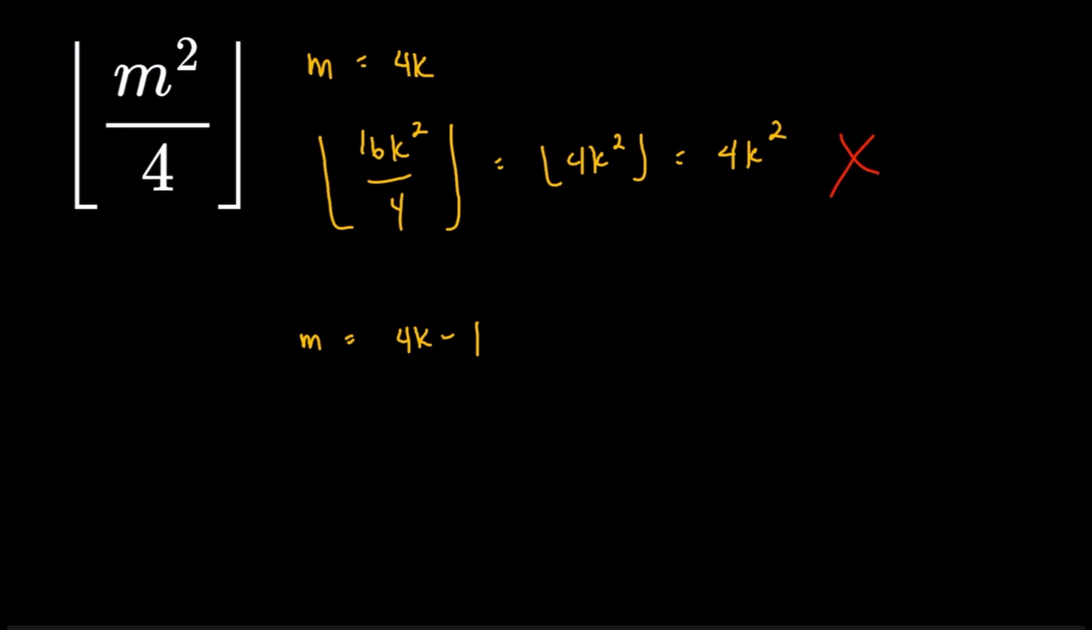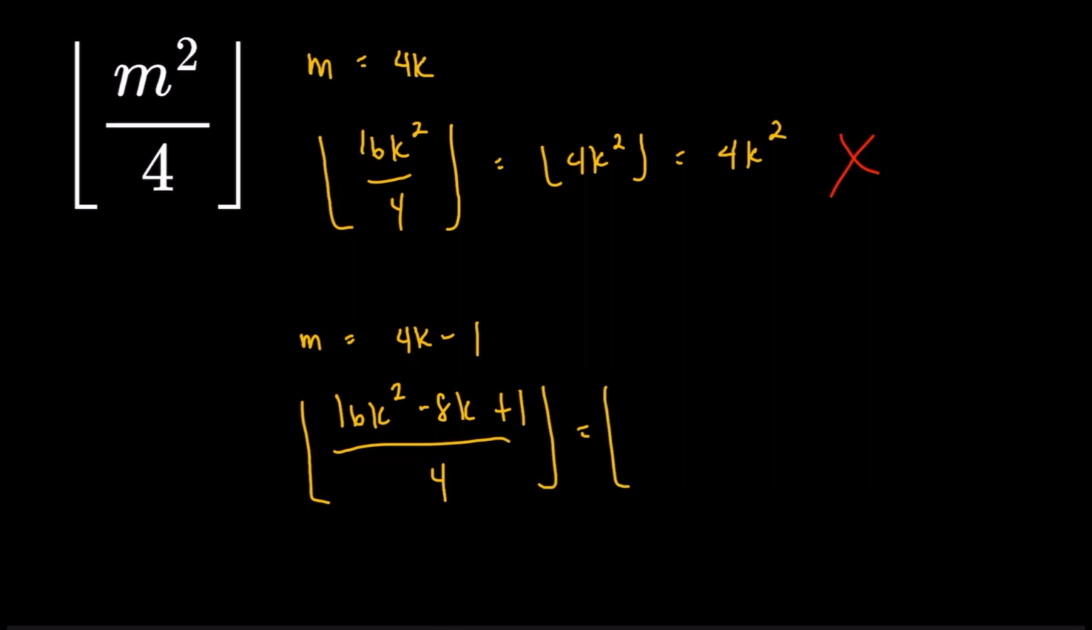Next, let's consider m to be of the form 4k minus 1. This is the 3 mod 4 case. If m was 4k minus 1, we can take the square of that: 16k squared minus 8k plus 1. And then we have to divide it by 4. I'm going to split this fraction into 3 different fractions. So 16k squared over 4 becomes 4k squared. 8k over 4 is 2k, so minus 2k, and then we add a 1/4 over here.